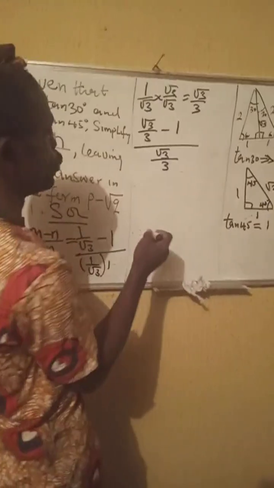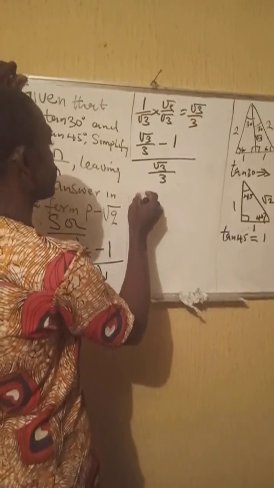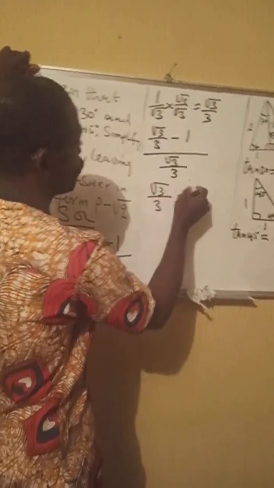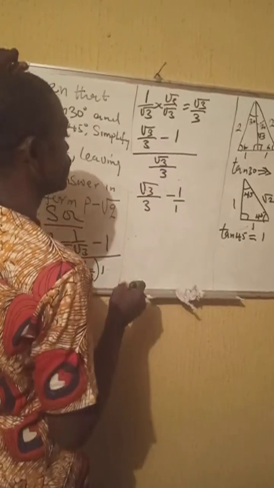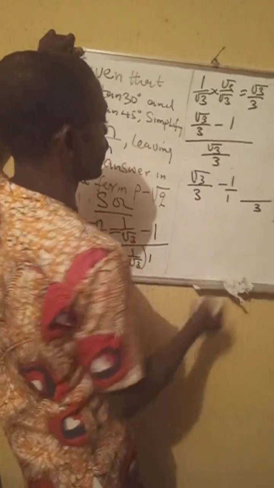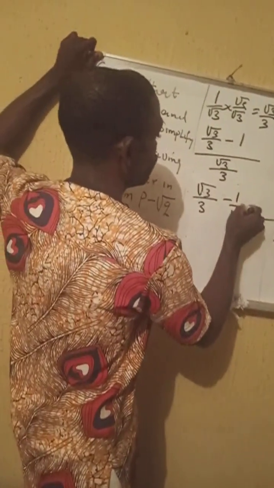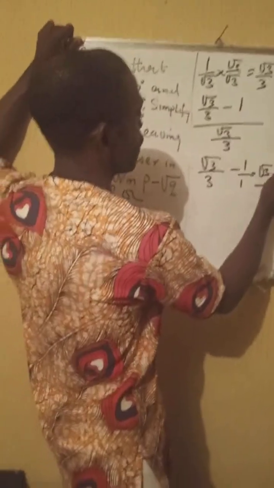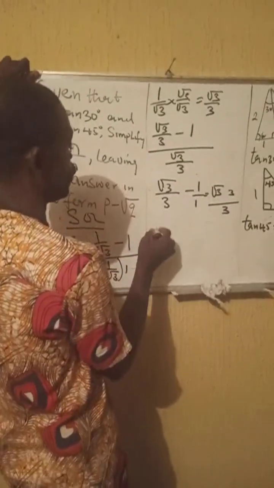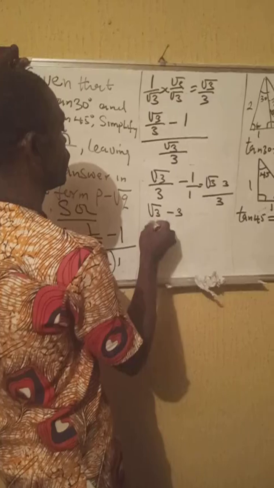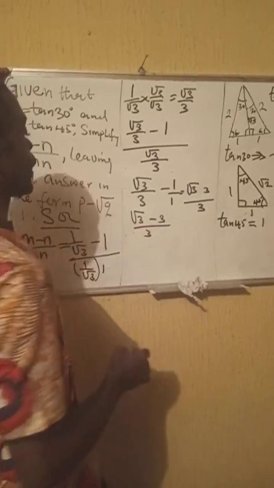So let's take the numerator first. The numerator will now be root 3 over 3 minus 1 over 1. So the LCM there is 3. 3 divides 3, 1. 1 times root 3 will give us root 3. 3 divides 1, 3. 1 times 3 will give us 3. Therefore, the summary of the numerator is root 3 minus 3 all over 3.